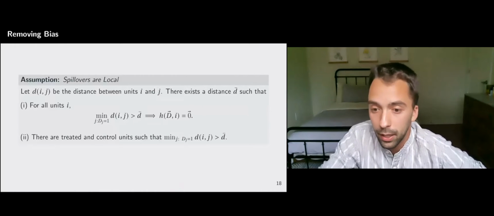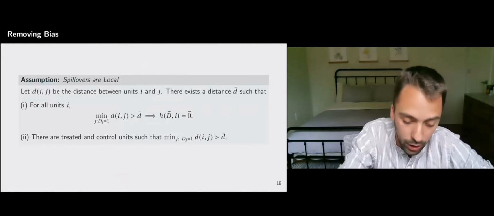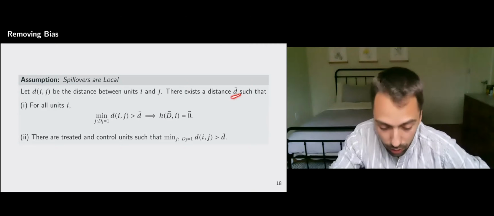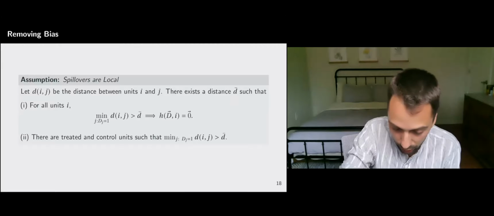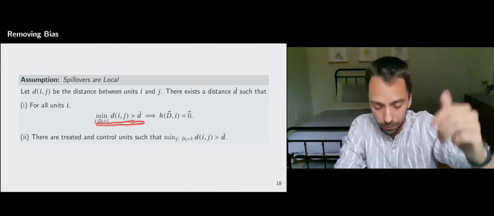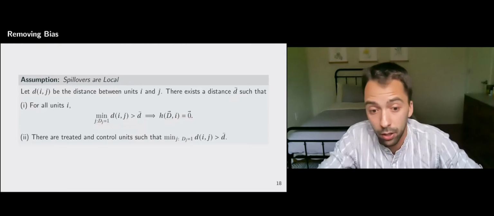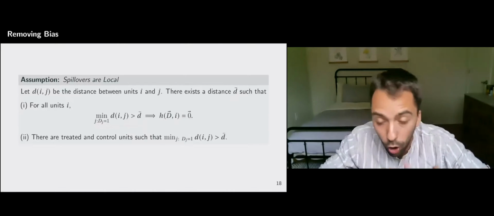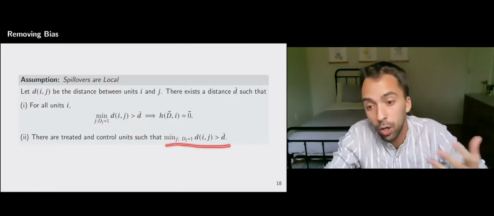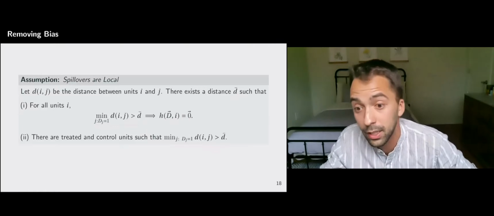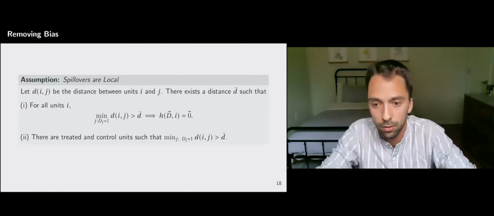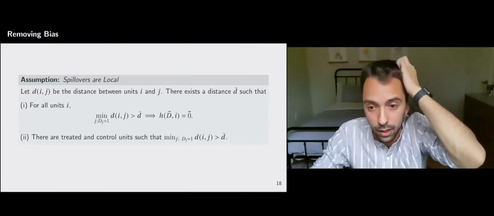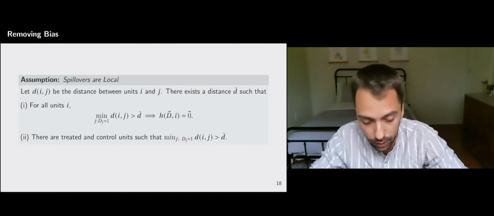So then thinking about how to remove this bias, right? We don't want to leave bias in our estimates. If you let d_ij be the distance between two units i and j, you're going to assume that there's some distance d bar such that for all units where the closest treated unit is further away than d bar, then the exposure mapping is 0. That just says that if you're further away from the nearest treated unit than d bar, then you're not going to be affected by treatment. And then you also need there to be units that are farther away than d bar. If every control unit was affected by the treatment, then you would have no control units in effect. So these two assumptions, I refer to as spillovers being local in nature: there's some distance such that once you get past that, you're not affected by treatment, and there are some units that you can observe that are past that distance as well.